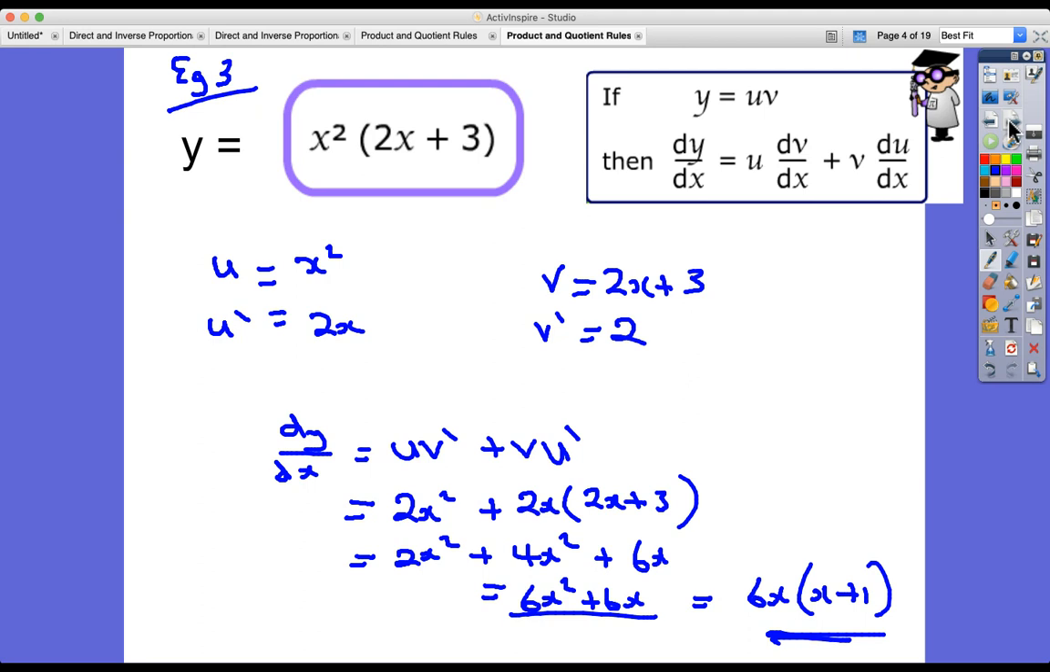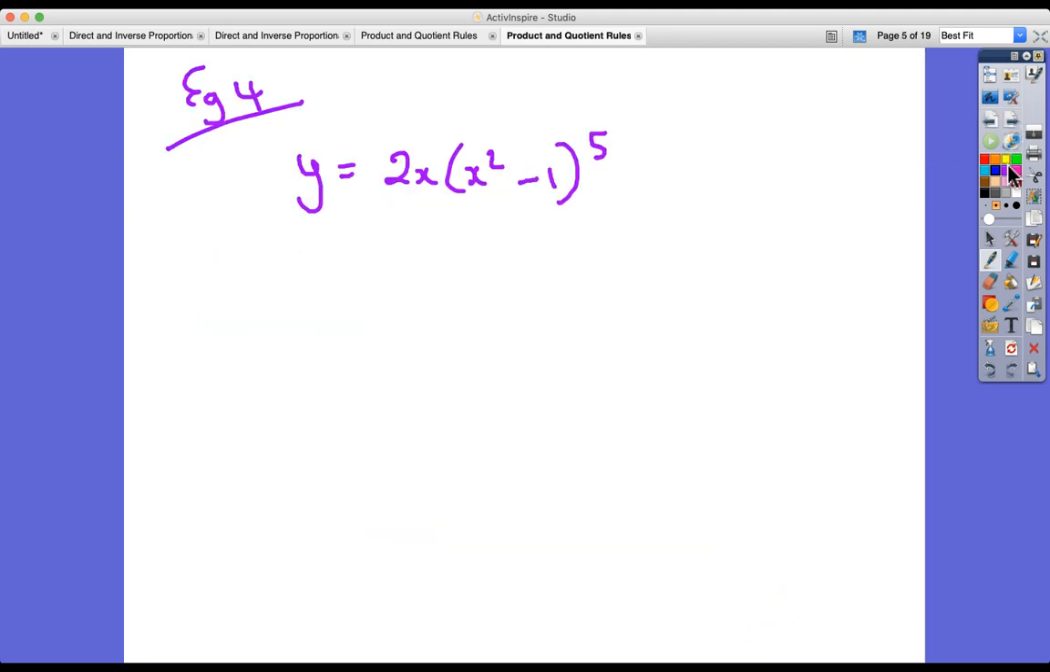Nice. Okay, and the last example, this one is where you might be thrown a bit of chain rule as well. So EG4, let's do this one in pink. u equals 2x and v equals x squared minus 1, excuse the handwriting, to the power of 5. Now you can see here we've got a function within a function, much more complicated than this one, because this one's really easy to differentiate straight away. I just get 2.